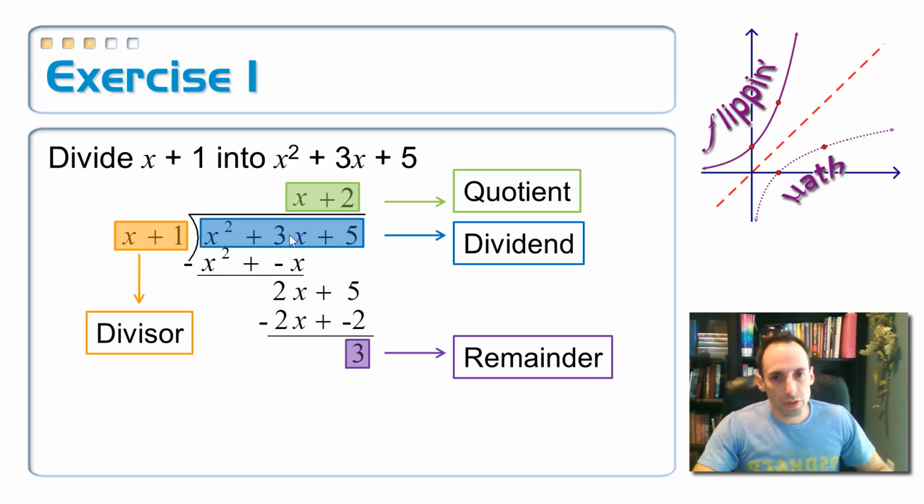Now, I'm not quite done with this problem because I want to write the remainder in a certain way. I want to write it as a fraction. What would that 3 go on top of? What would be on the bottom of that fraction? It would be what I divide by, x plus 1.